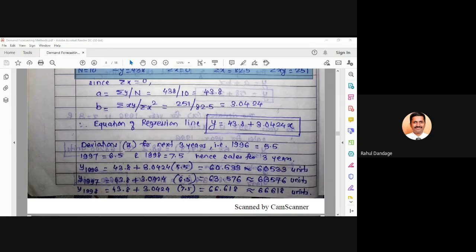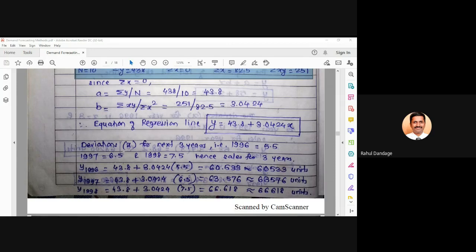All these things what we are doing is to have the values for summation y, summation x, summation x square, summation xy, and the value of n, number of periods. Once we have that, substitute the values in equation. a is equal to summation y upon n, b is equal to summation xy upon summation x square. Calculate the value for a and b. Those values should be put in the equation y is equal to a plus bx, so that you will have one equation available for the given data.